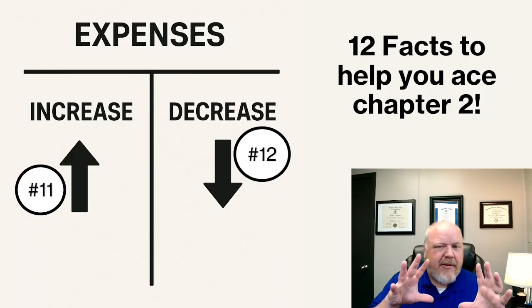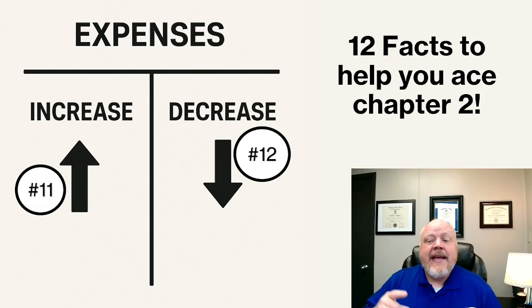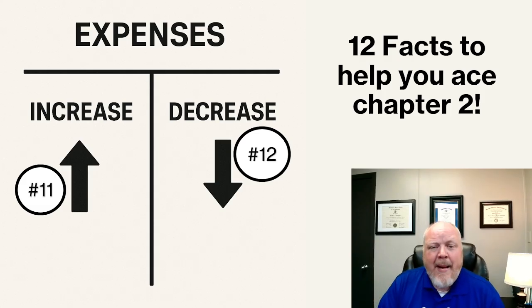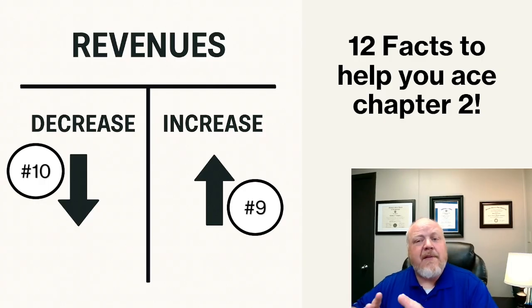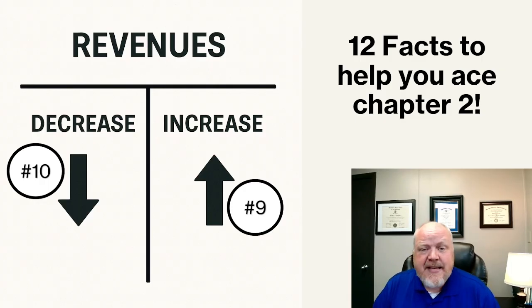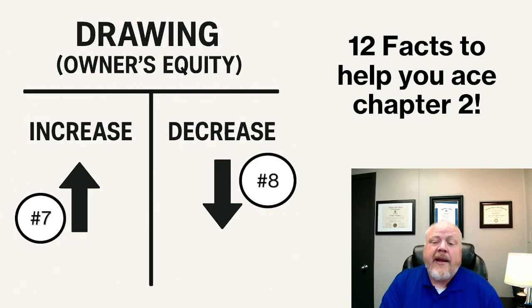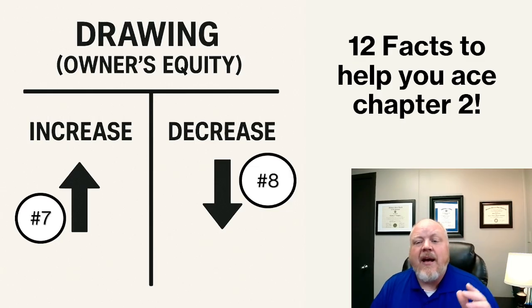One last thing that we need to go over before we dive into a problem is that a normal balance is the side that it increases on. So an expense like rent expense, its normal balance is a debit balance. Say we have a revenue like fees earned, its normal balance is a credit balance because that's the side it increases with. The drawing account has a normal balance of a debit because that's the side it increases.